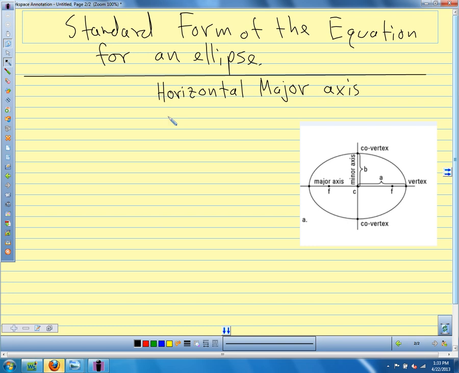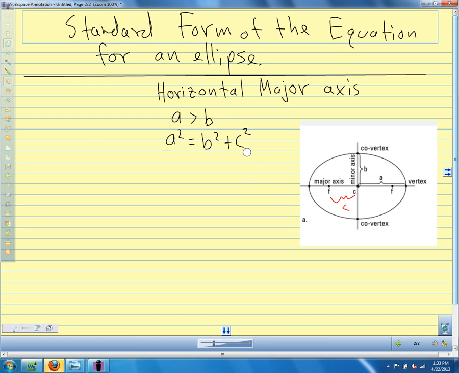For an ellipse, you should draw the ellipse, and we'll work with it. It's the same picture that we had on the other side. The only part that's missing here is this distance is c. All right, for an ellipse, a is greater than b. So a is the bigger number. A squared equals b squared plus c squared, always for an ellipse.